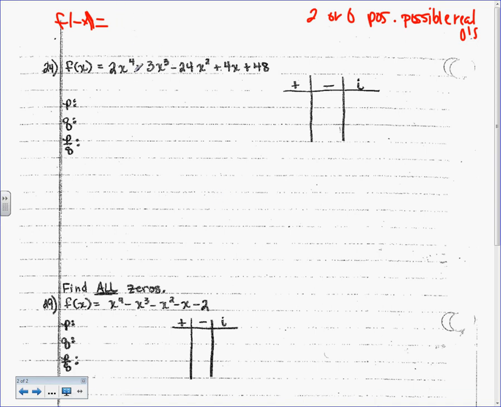Okay, so I'm going to keep talking. So this is an even exponent, so it's going to stay positive. This is an odd exponent, so it's going to change. This is an even, so it's going to stay negative. This is an odd, so it's going to change. And this doesn't even have anything, so it's going to stay. So how many sign changes do we have for our f of negative x? 1, 2. So 2 or 0 possible negative real zeros.